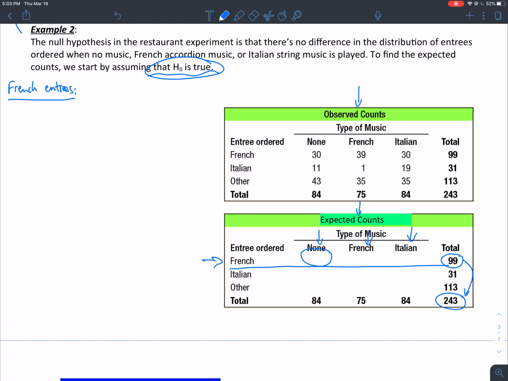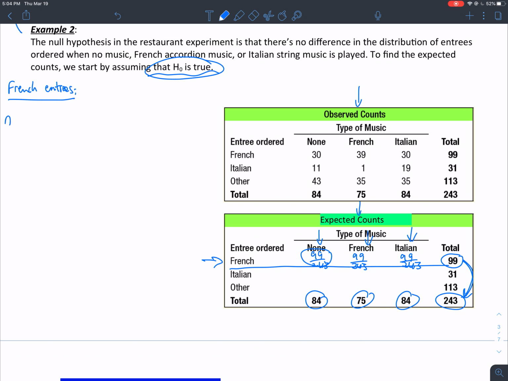Okay, for the treatment none, it should be 99 out of 243. But the problem is that the number of entrees ordered is different in each treatment, so I can't just write 99 over 243 everywhere. This is almost what we want to do, but I can't do this because it's not legitimate. I have to do 99 out of 243 of the entrees that were ordered in that treatment group. So I can't do this, but that's close.